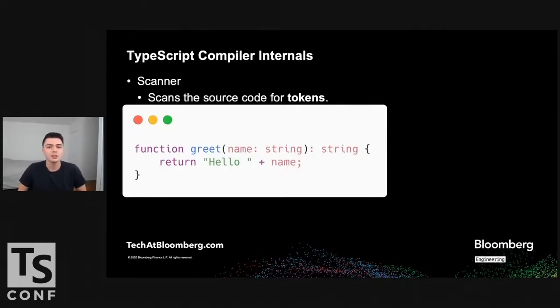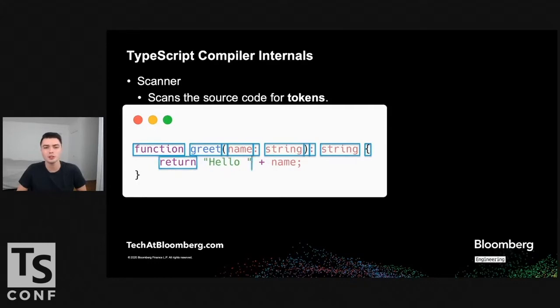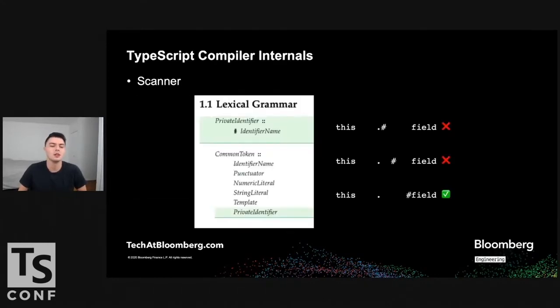The scanner scans the source code for tokens. A token is the smallest meaningful unit of a language. In this animation, you can see a cursor scrolling over this text and outlining the tokens with boxes. The part of the specification that defines what a token is called the lexical grammar. With private fields, we introduce a new token called a private identifier. Essentially, this is showing you that a private identifier is the same as a regular identifier. It just is prefixed with a hash.